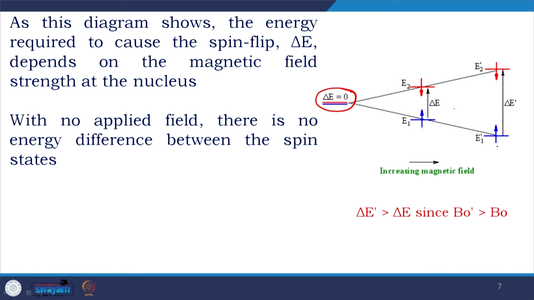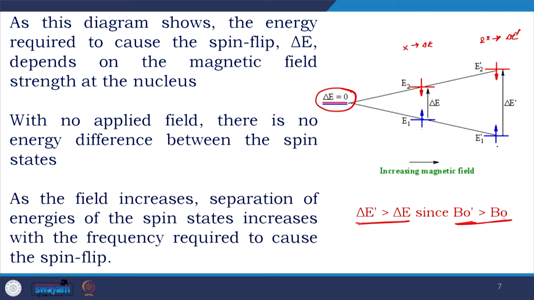So, when you apply, let us say, x amount, it is del E. When you apply 2x amount, it is del E prime, and it is easy to understand that del E prime is greater than del E, because the applied magnetic field B0 prime is greater than B0. As the field increases, the separation of energies of the spin states increases, with the frequency required to cause the spin flip.